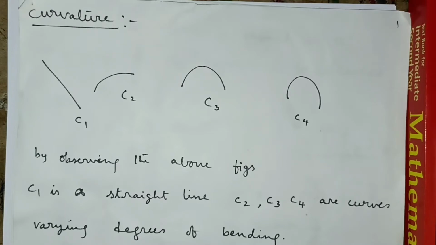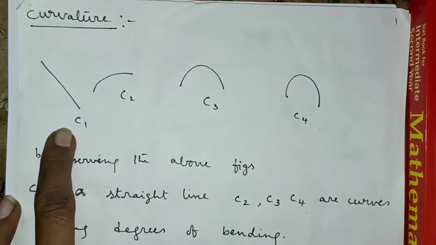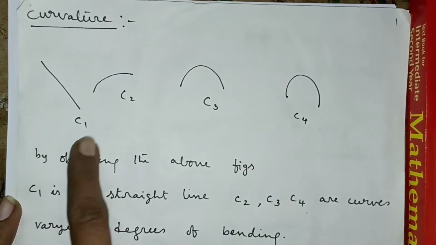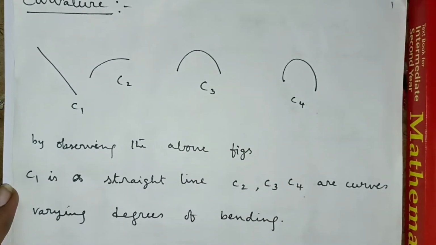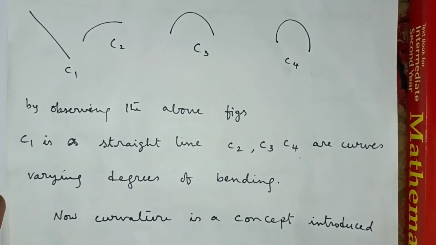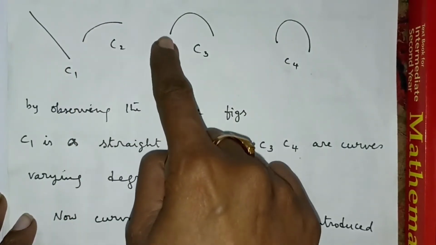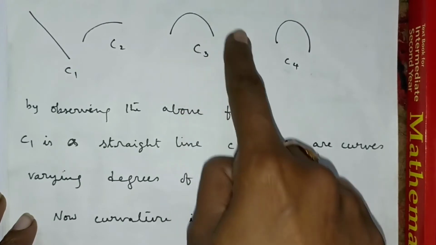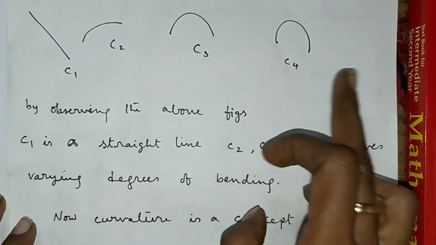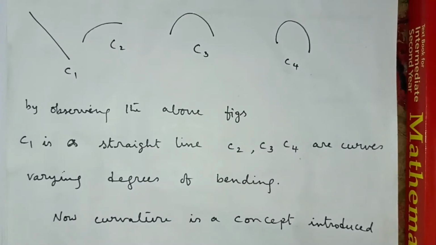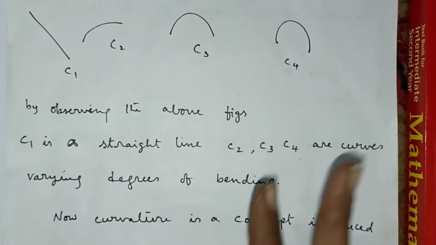If you observe C1, C2, C3, C4. Here C1 is a straight line. C2, C3, and C4 are curves with varying degrees of bending. C2 bends a little bit, C3 is more bent, and C4 is bent even more. More degrees of bending, like that.